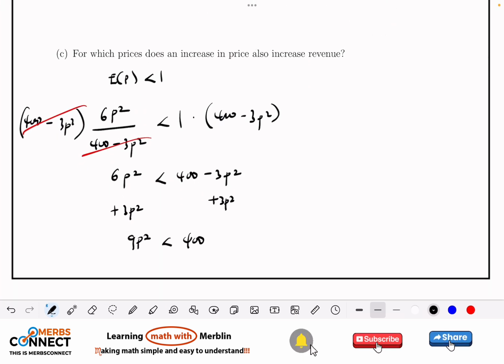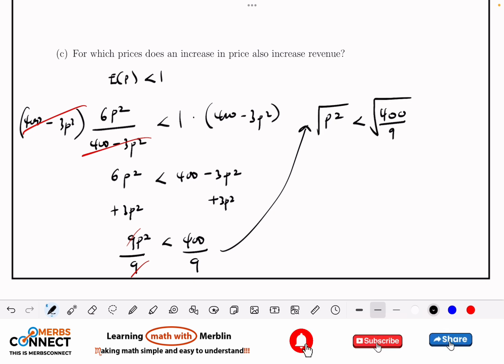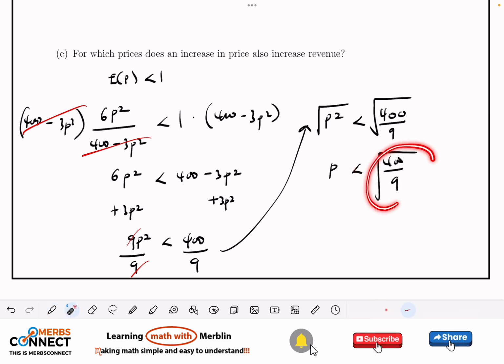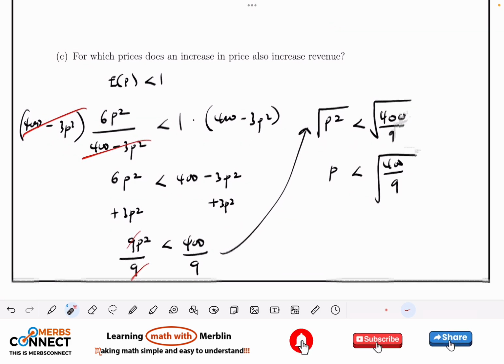And then I'm going to divide through by 9. So we are going to have p squared, because this will cancel this, less than 400 divided by 9. Then I take the square root on both sides. I'm going to have p less than the square root of 400 divided by 9. So all prices that are less than this are going to increase the revenue. That is the inelastic function.